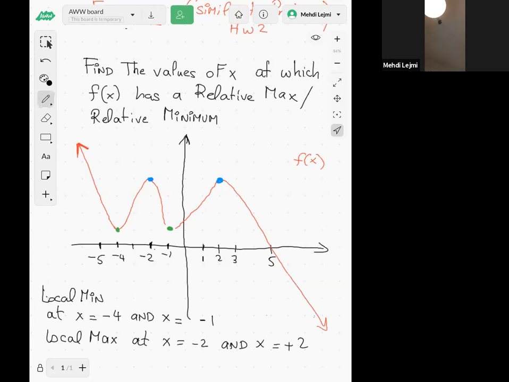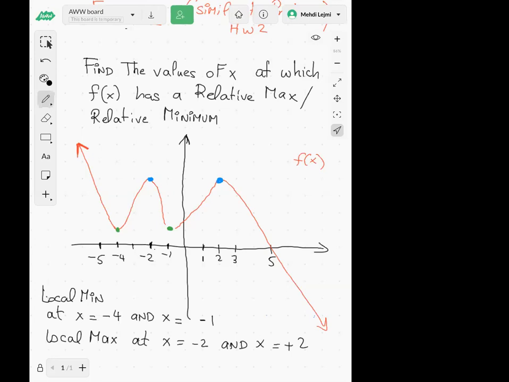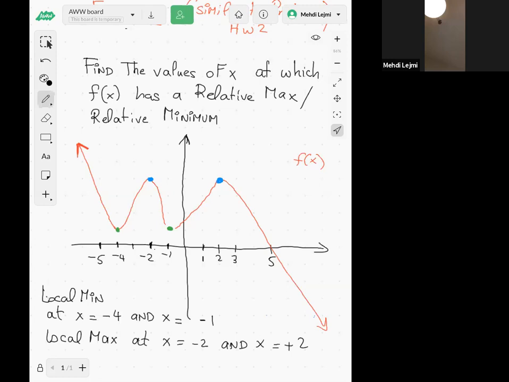Okay, perfect. That sounds good. All right, guys, so then we are done with the local maximum and local minimum, and so let's finish this section 1.3 with the last thing.